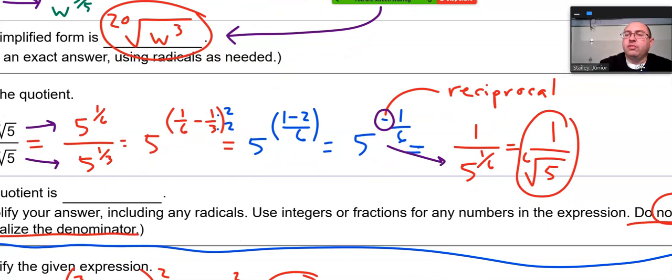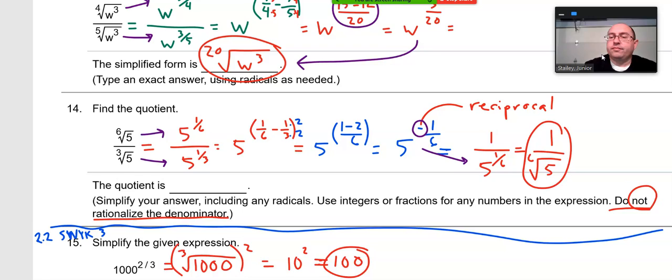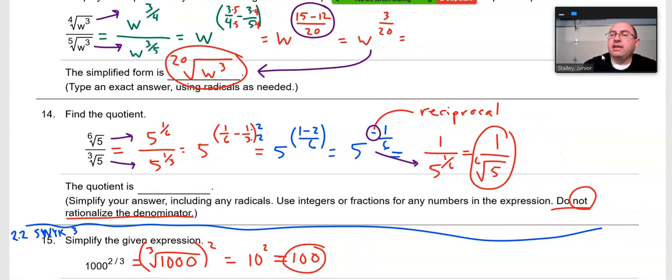Oops, moving my picture around here. 1 over the 6th root of 5. Notice that it says, just like the other one that had the radical in it, that I said I didn't know why it didn't have that instruction. Right here it says, do not rationalize the denominator. Okay, that's enough for this week.